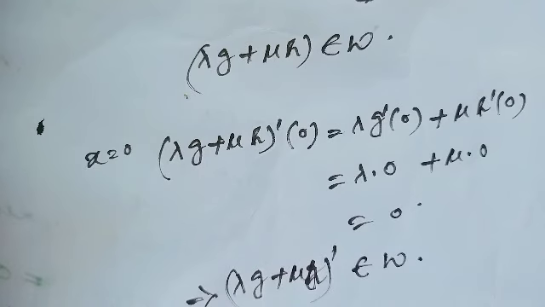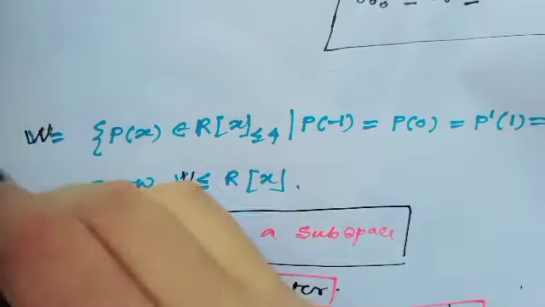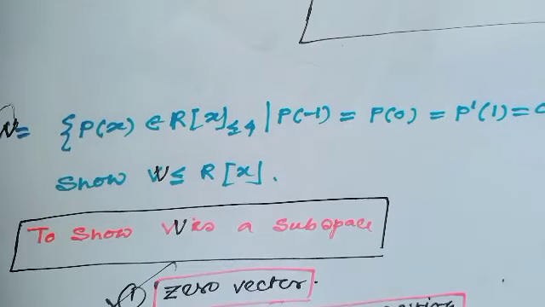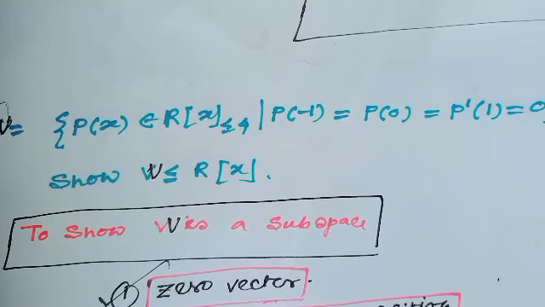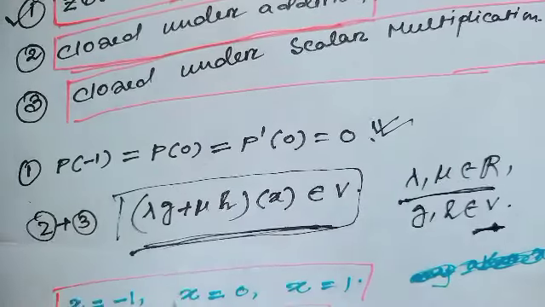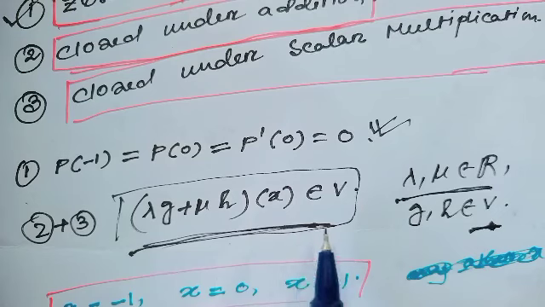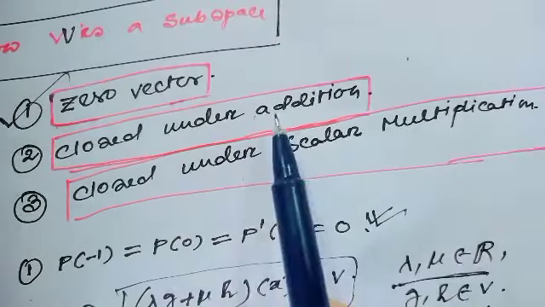Therefore, all conditions are satisfied here. Therefore, this subspace W is a vector subspace of the set of all polynomials whose degree is less than or equal to 4. Are you getting the method? This is the shortcut method to find a vector subspace. This is just a combination of these two methods.